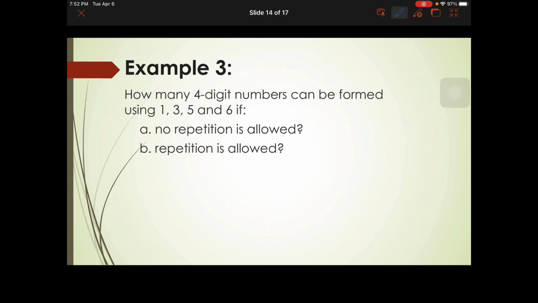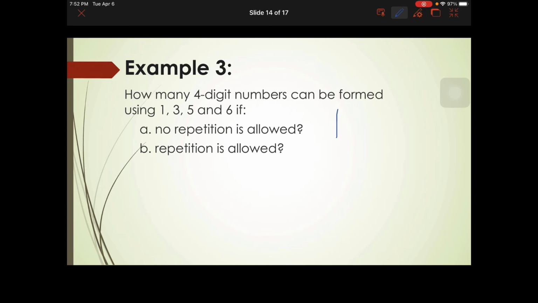So, here are some further examples. How many 4-digit numbers can be formed using 1, 3, 5, 6 if no repetition is allowed or if repetition is allowed? So, whether repetition is allowed or not allowed, ito po ay isang permutation because the order matters for this digit. Dahil magkaiba po ang 6, 5, 3, 1 kesa sa 1, 3, 5, 6. Tama? So, let's try to solve this problem.